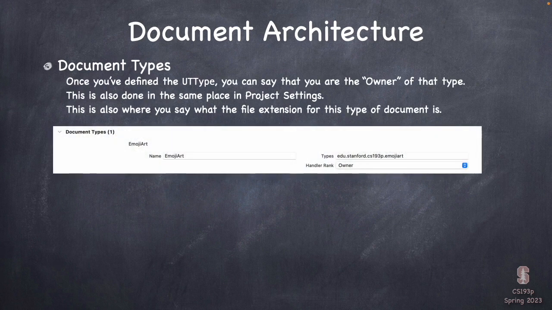But since we're inventing a new type, we also have to fill out another part of our project settings, which says what is that type, that edu.stanford.cs193p.emojiart? And all we have to do is give the name of it again. And here in handler rank, we're probably going to say owner. We're the owner of this document. Our app owns this document. We should be the first one who gets to open them, where we can edit them. And this part right here is just how the system knows that there's a new thing called emoji art. The other one was saying that we can open them and edit them. This is saying it exists. So we're just declaring it.